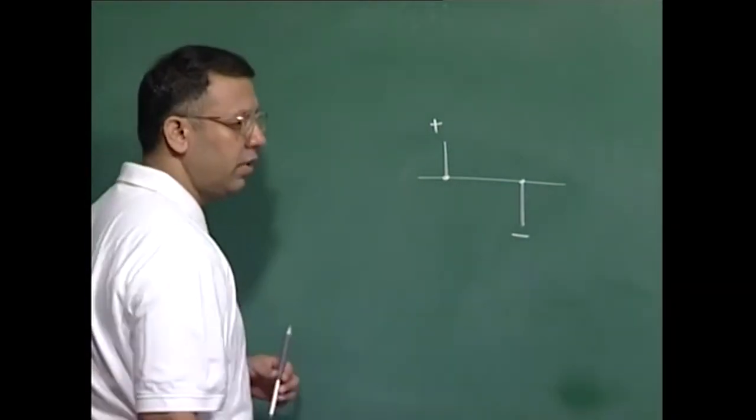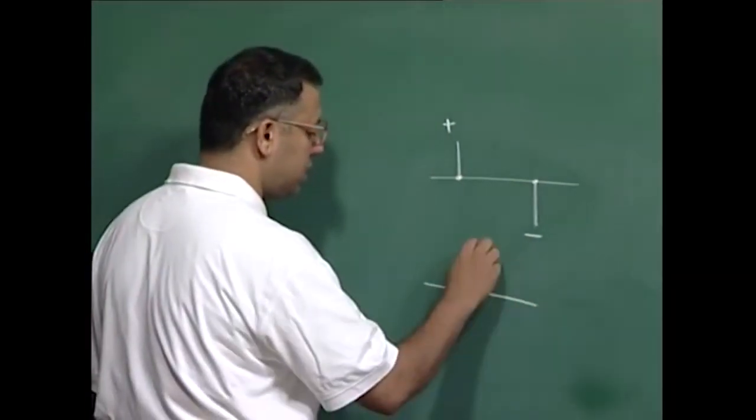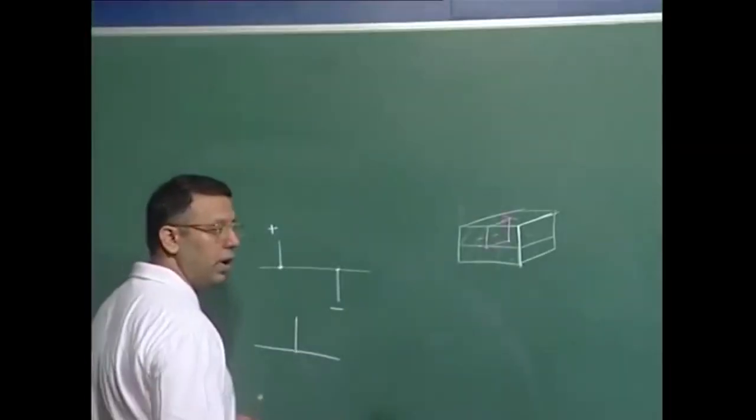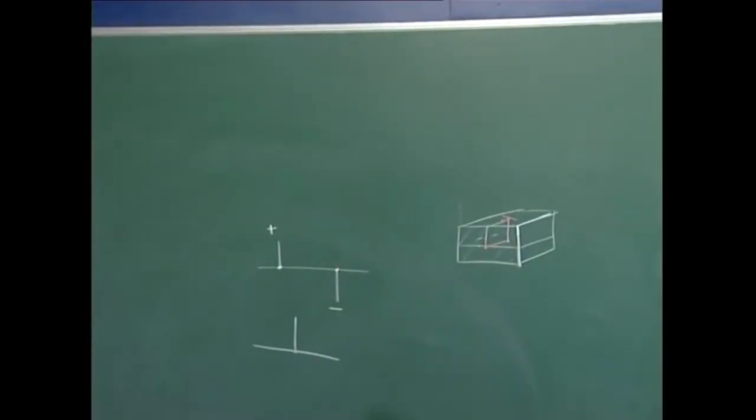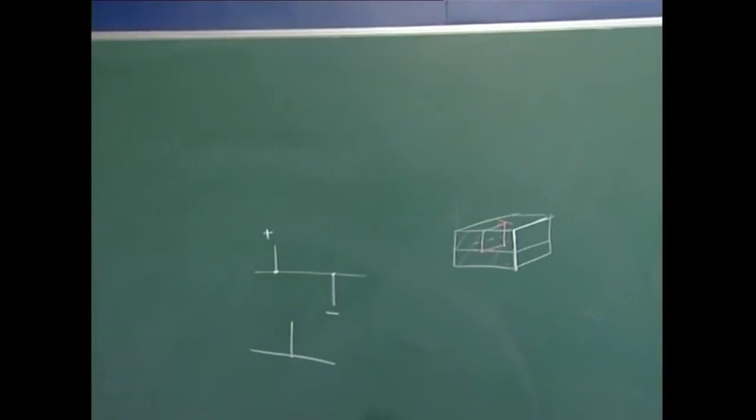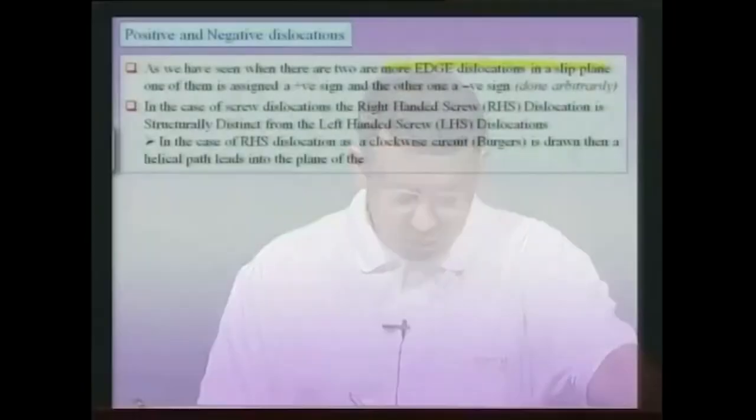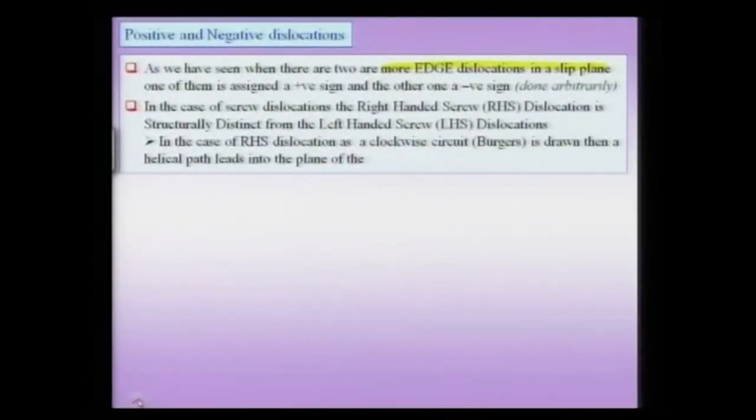I could have called them the other way about, and if I had just a single dislocation in a slip plane, it does not matter what I call it, I can call it either positive or negative. So, there is no fundamental difference between a positive and a negative edge dislocation, except that it is a way of differentiating more than one dislocation on a slip plane. But this is not true for the case of the screw dislocation, wherein the right handed screw is structurally different from the left handed screw. So, we have to note that there are two kinds of screw dislocations.